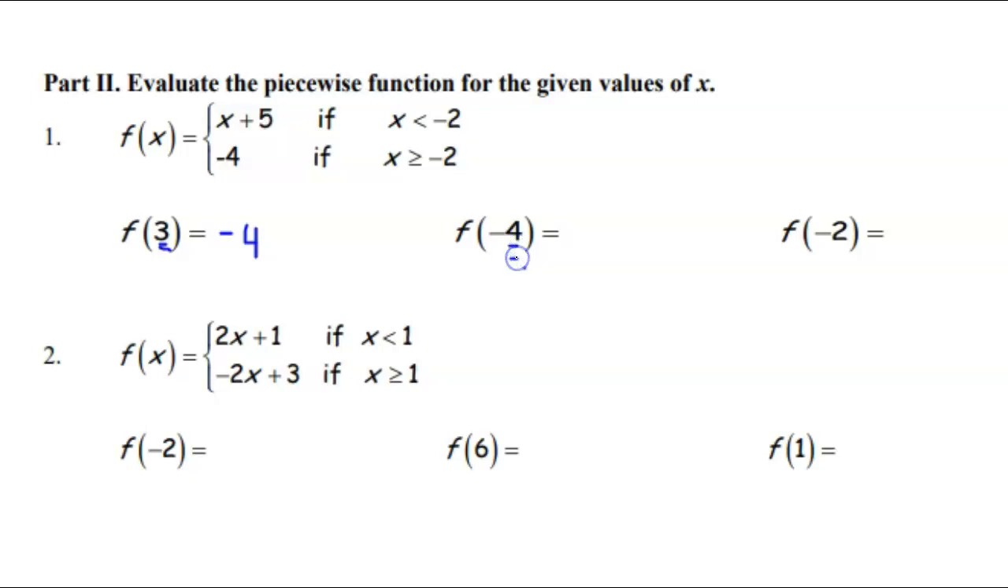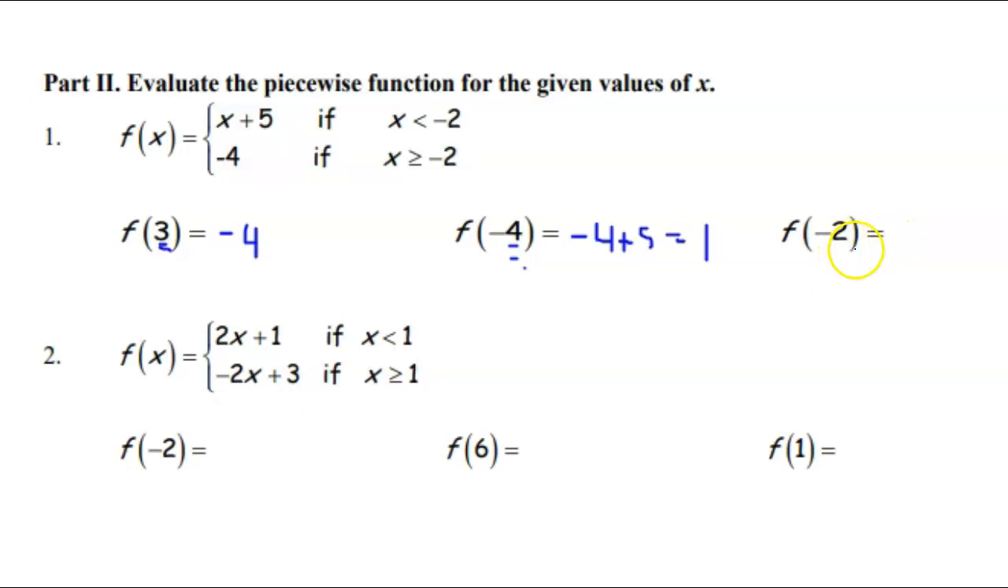Now let's look at my x value this time. F of -4. Well, -4 is less than -2. So I need to follow the directions of my piecewise function. It says if you are plugging in something less than -2, you need to be up here at the top of the function, the x plus 5. So I'm going to take -4 plus 5. And I get 1. Follow the directions. Just do exactly what the piecewise function says.